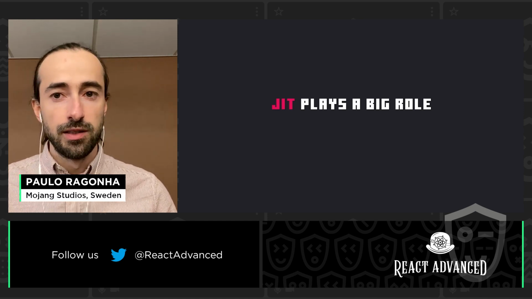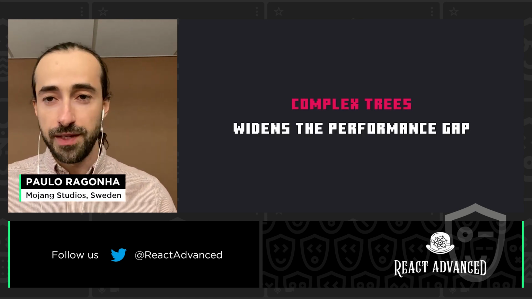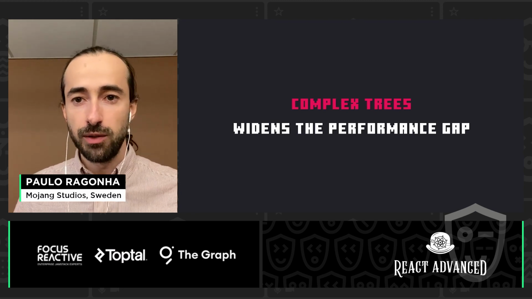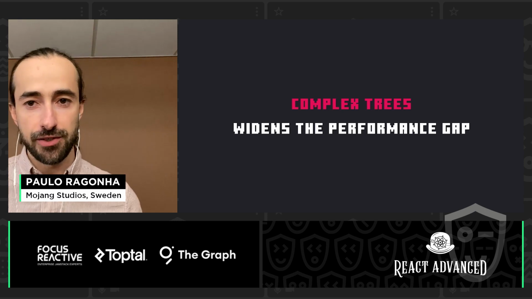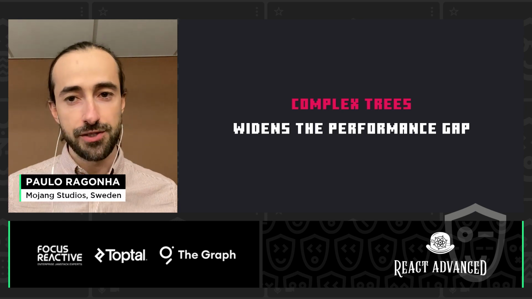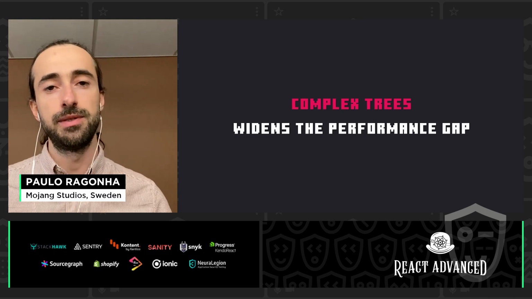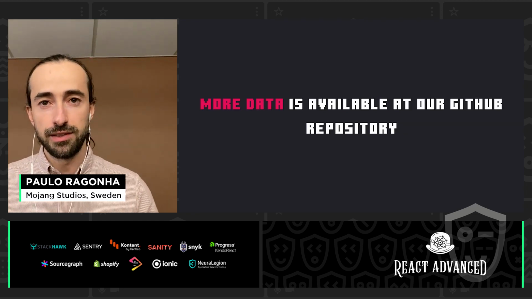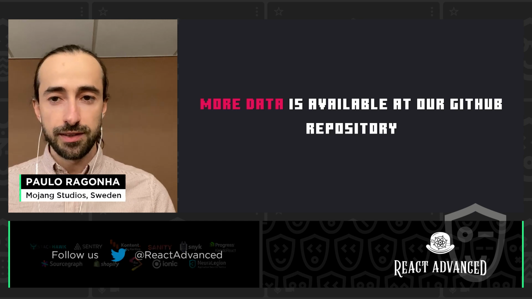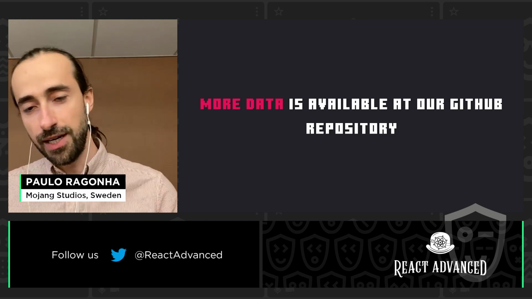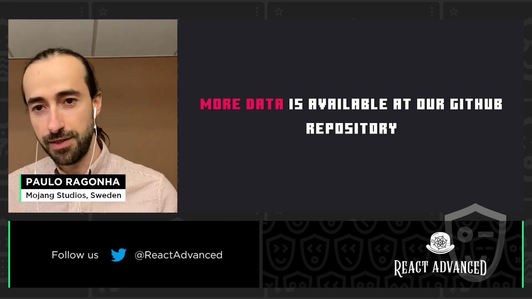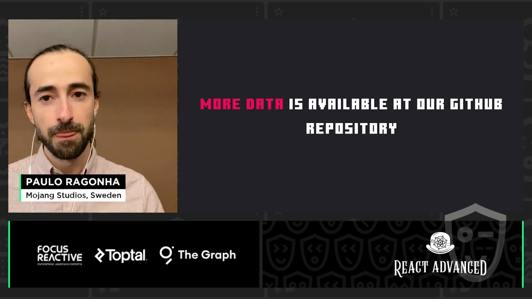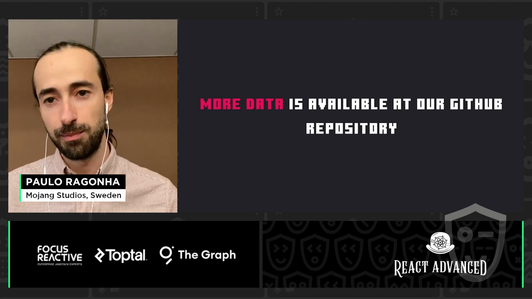Another important thing is that the more complex the React trees become, the wider the gap will be, and the faster the Facet implementation will be in relation to the standard React implementation. We have more data, of course, available at our GitHub repository. All the examples that I mentioned here, you can go there and see their actual implementations to understand better exactly what they're doing. I didn't have much time to go into the details here, but we do have all of that available on the GitHub repository.